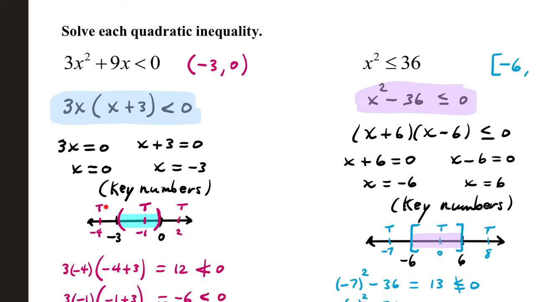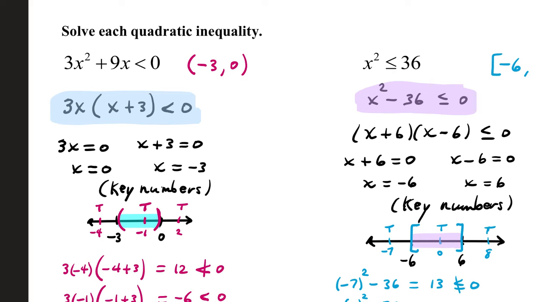I picked a number less than negative 3, and I chose negative 4 as a test number. Substitute negative 4 in for x in your factored statement. 3 times negative 4 times negative 4 plus 3, that's negative 12 times negative 1, which is positive 12. That is not less than 0. That's a false statement. So this open interval with this test number does not count.